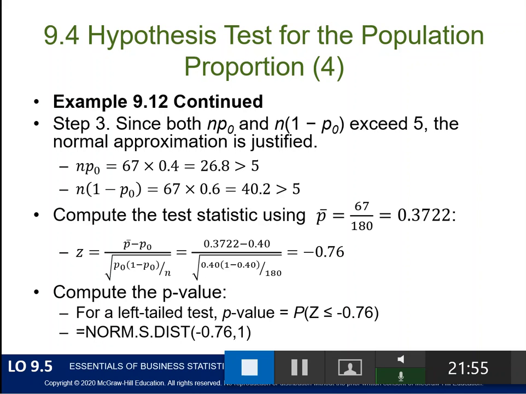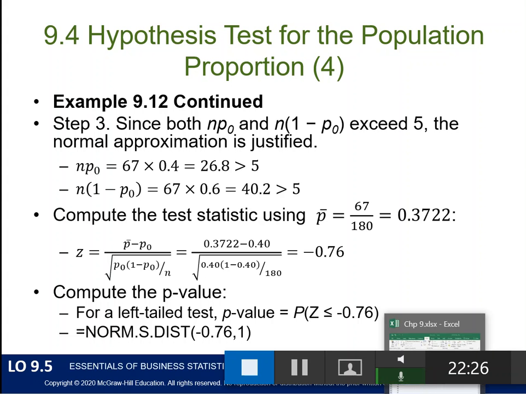So now I can compute the p-value. Now here I'm looking for a left-tailed test. So I'm going to use the NORM.S.DIST. Now this is calculating the left-tailed test. So if I were wanting a right-tailed test, I would say 1 minus this. Remember, it's the t-test that calculates the right tail. The standard normal distribution calculates the left tail. So that's a little confusing. You may want to make yourself a note of that.